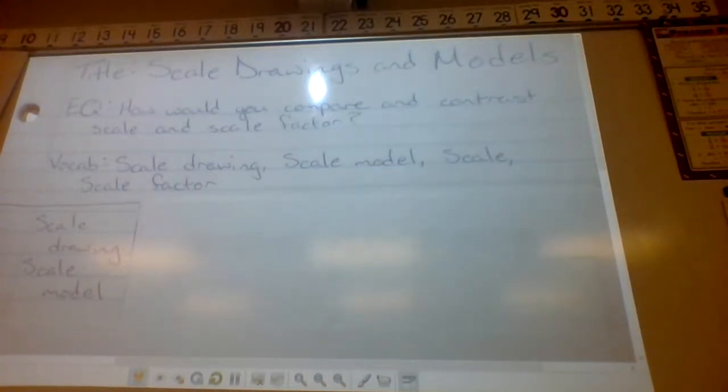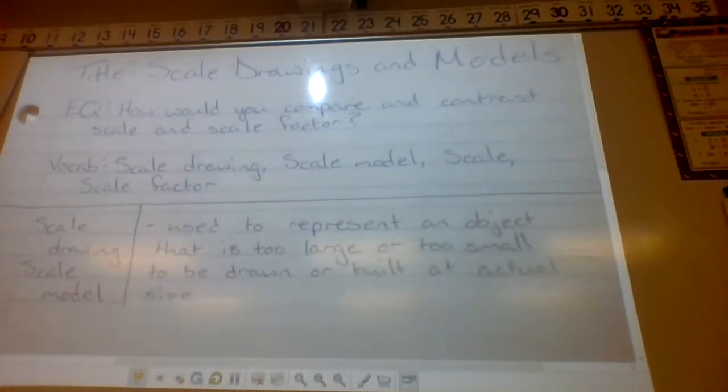We have an emergency map hanging over there on the wall. That's more of a scale drawing, at least of a hallway. So a scale drawing or a scale model is used to represent an object that is too large or too small to be drawn or built at actual size.